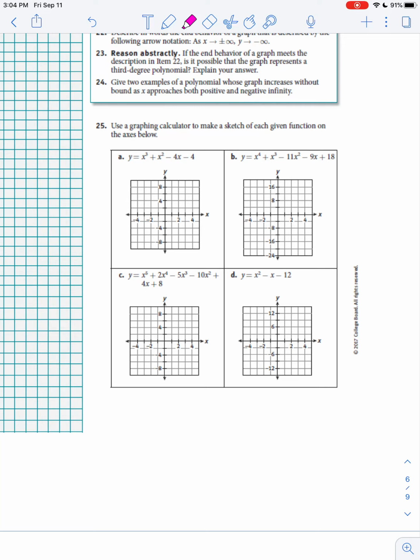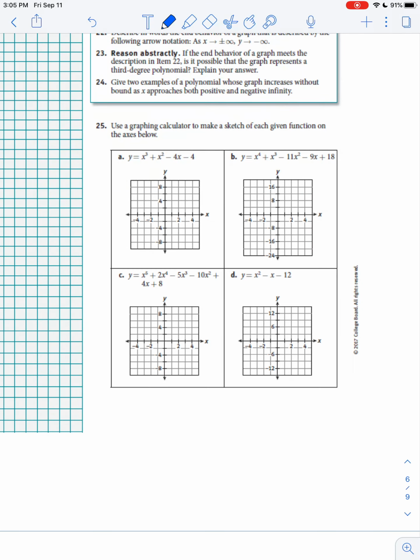You can always pause the video if you want to, but I'm going to my graphing calculator, not the one on my iPad, because it's going to be too hard to switch back and forth. So I'm going to type in my first one, A, which is x to the third plus x squared minus 4x minus 4. Okay, and the best way to get a quick window is to hit zoom and then 6, and then you'll get a nice window that should show your graph.